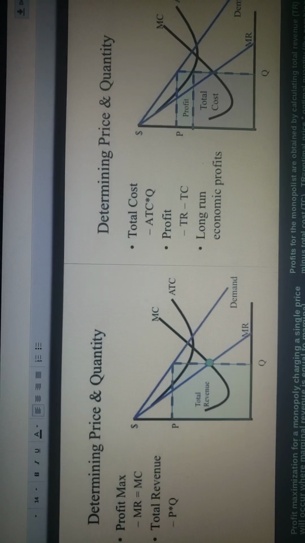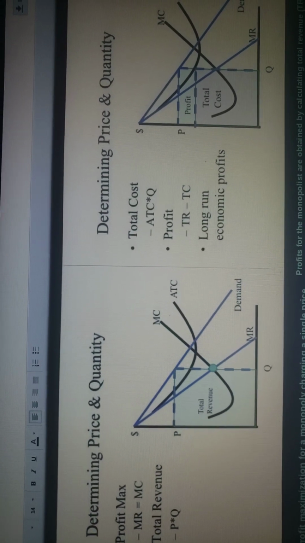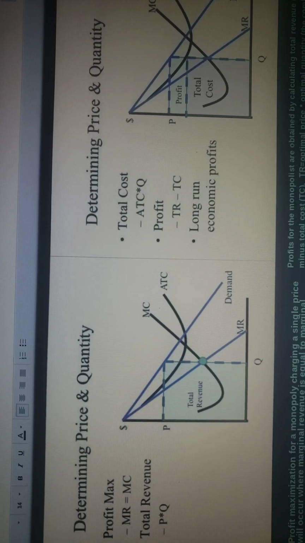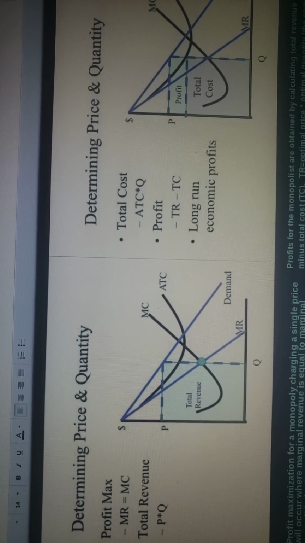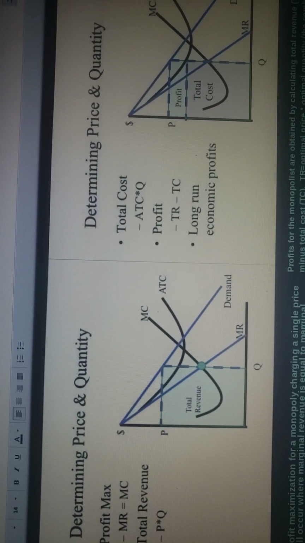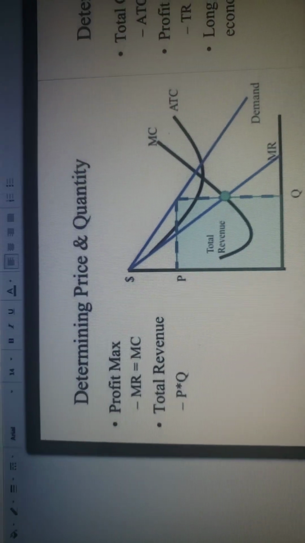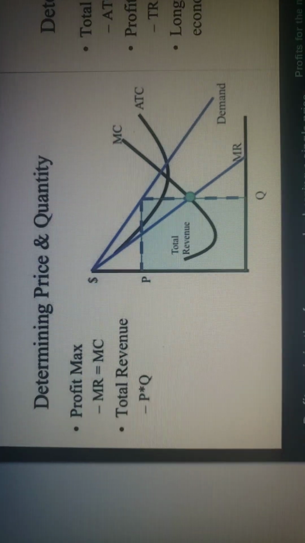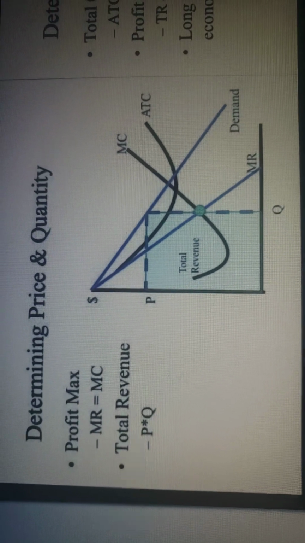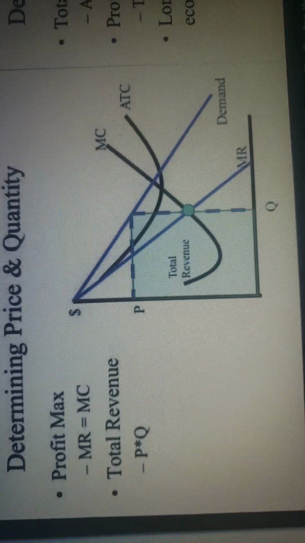So, determining the price and quantity: profit maximization for a monopoly charging a single price will occur where marginal revenue is equal to marginal cost. It is important to note that this gives the profit maximizing quantity, but the price is determined by going up the demand curve. That is, the price is based on what the consumers are willing to pay for that quantity level, which is determined by the demand curve.